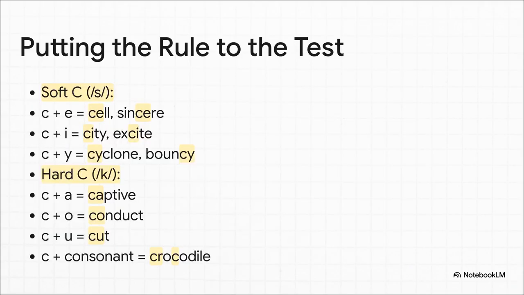Let's put this baby to the test. For that soft sound, C plus E gives you cell. C plus I, you get city. C plus Y, cyclone. It works. And for the hard sound, C plus A is captive, C plus O is conduct, and C plus another consonant gives you crocodile. See? It just works.